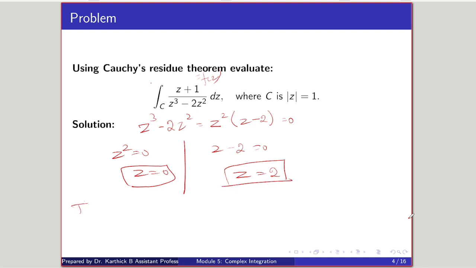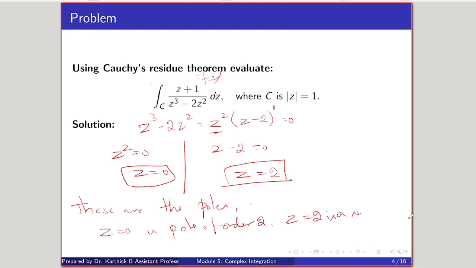So these are the poles, and here if you check, z has a power of 2, that means z equal to 0 is a pole of order 2 and z equal to 2 is a simple pole. Okay, so we found the poles.